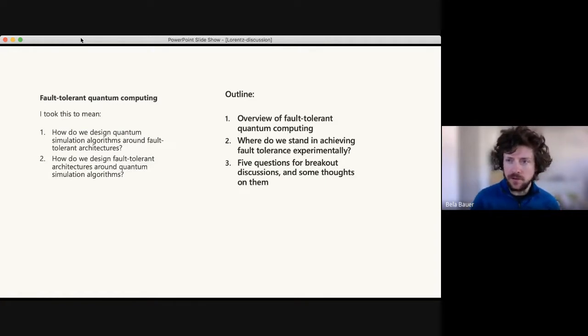To give a little bit of background, I'll walk through maybe 15 minutes of slides, and then we can break out into the discussion rooms. The rough outline is I'll give a brief overview of fault-tolerant quantum computing. How does this really work? I'm assuming there are some chemists in the audience that maybe haven't thought about this so carefully, so it's good to understand the requirements or constraints that are placed on quantum algorithms by working within a fault-tolerant architecture. I'll do one slide on where we stand in achieving fault tolerance experimentally. And then there are 5 questions for the breakout discussions that were suggested by the organizers, and I'll briefly give some thoughts on them just to seed the discussion that can go on in the breakout groups.